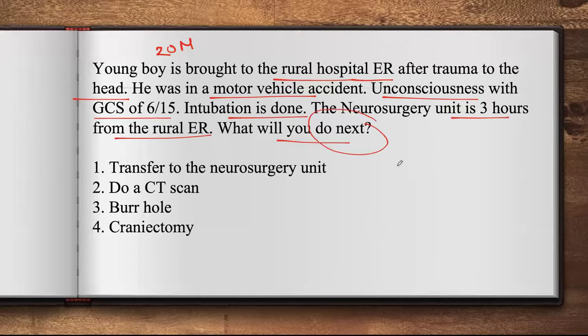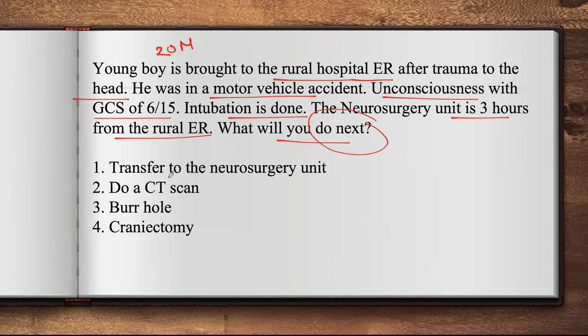So see that they're asking about the next step. That's the first thing I have noticed. Then in my brain, I'm thinking what the question is asking. So 20-year-old, I'm in the rural hospital, had a motor vehicle accident. This patient is unconscious with a GCS really bad, 6 by 15. I've done the intubation, so the airway is protected. And what's my next step? I know that neurosurgery is 3 hours away. So that's what I'm thinking in my brain.